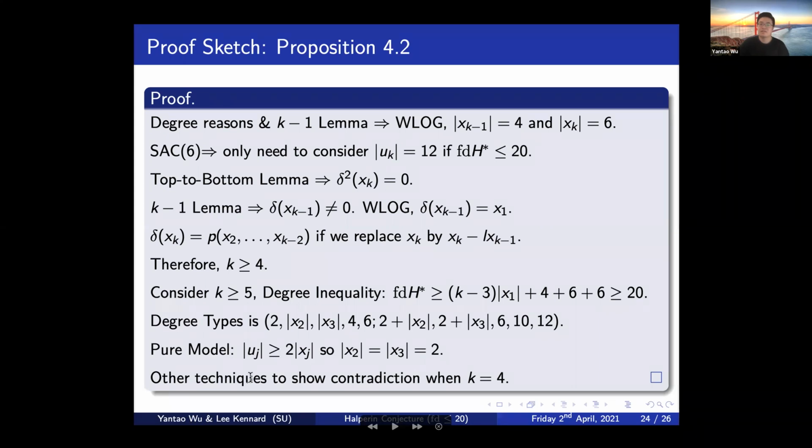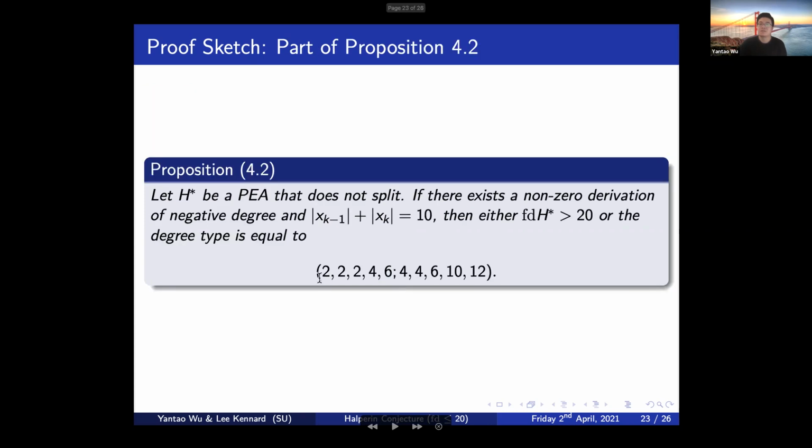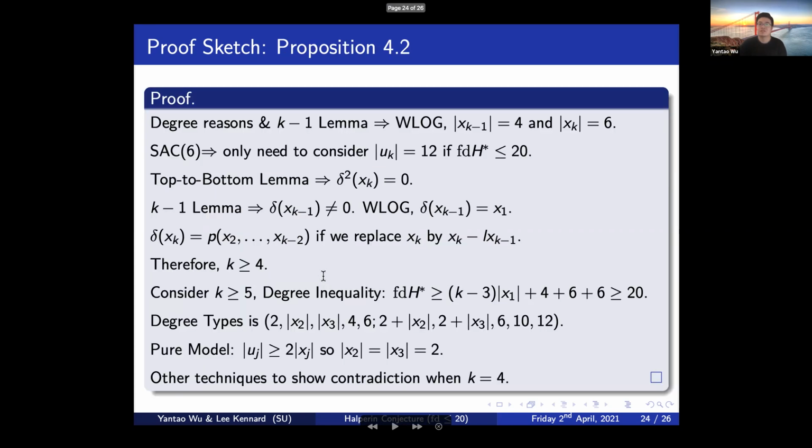If k is equal to 4, we use some technique to show that there's a contradiction. I will not give detail about that. It turns out there's a contradiction. So we intensively use almost all the lemmas, tools, methods, and assumptions we have to reduce the situation down to only one possibility, this degree type. So in the paper, we follow this strategy.